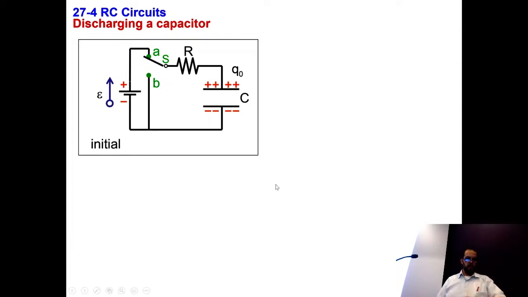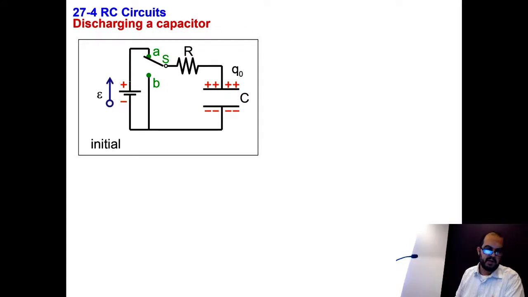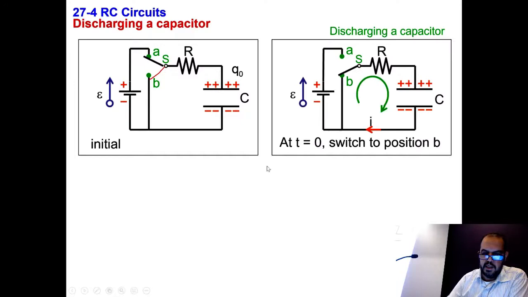Okay, so how about discharging a capacitor? Let's assume now we have charged the capacitor and we reached a certain charge and potential across the capacitor. Now we want to use it, for example, in a defibrillator, to start the heart of somebody who had a heart attack. So now what we're going to do, we're going to switch to position B in order to discharge the capacitor, and that's what we're doing here.